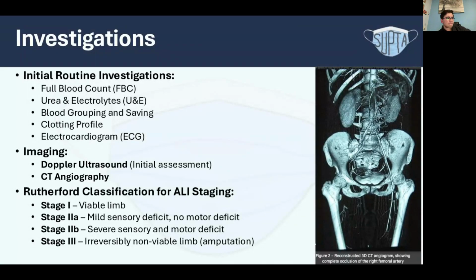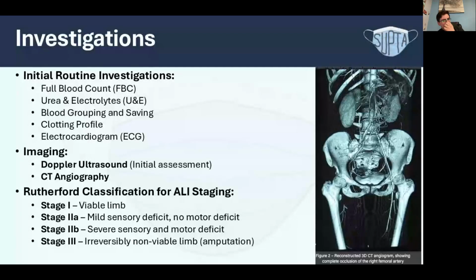Obviously, we also need urea and electrolytes. You need to look at the electrolytes as well, because electrolyte disturbances could cause arrhythmias, and arrhythmias, like atrial fibrillation, could lead to embolism. Embolism is the most common cause of acute limb ischemia. You can already tell now. If you're doing things like this, you will be able to tell what the cause of acute limb ischemia is. Even if you're certain about acute limb ischemia, you want to know what the cause is. You want to know which artery is affected, etc.